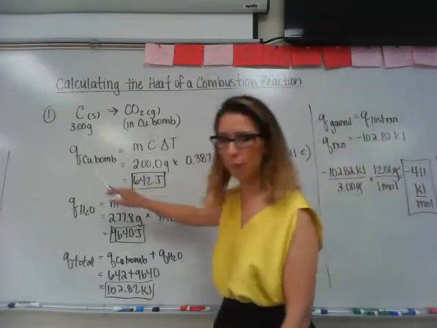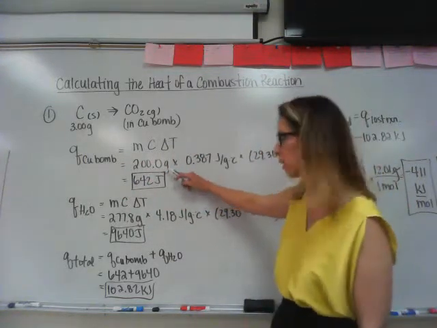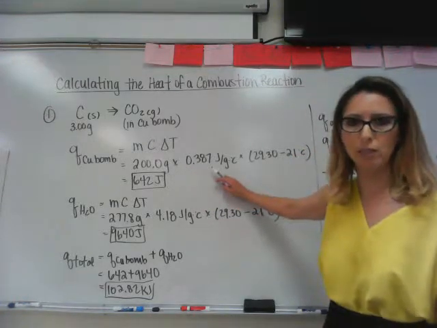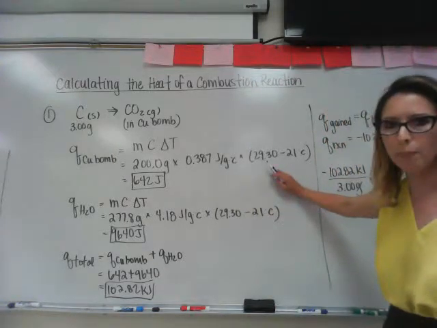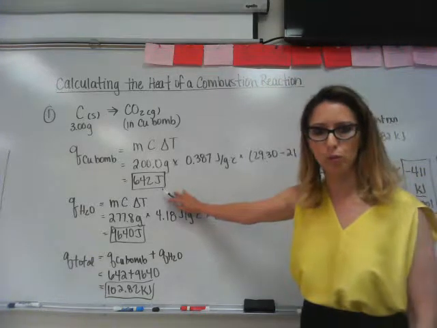So the heat of the copper bomb is MC delta T. The mass was 200 grams. I converted kilograms to grams. You multiply that by the specific heat capacity of copper, which is 0.387, and then multiply it by the temperature difference, final temperature minus initial, you're going to get 642 joules.